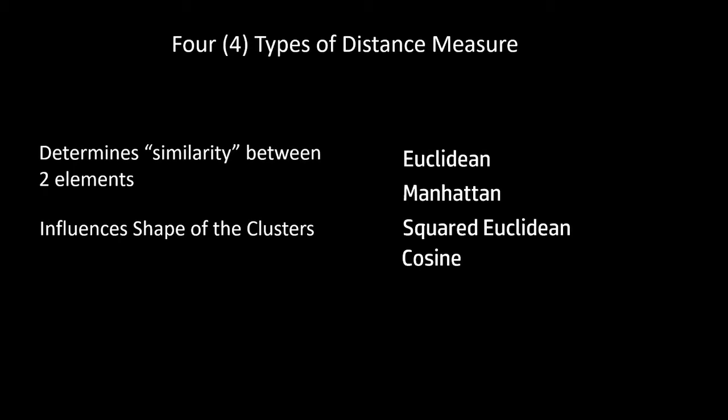Each one of these has different formulas. Euclidean and squared Euclidean are very similar. Cosine gets a little more complicated, and Manhattan isn't too bad either. But for the purpose of this video, I'm not going to elaborate on the mathematical equations, especially since in the code we don't even see it.